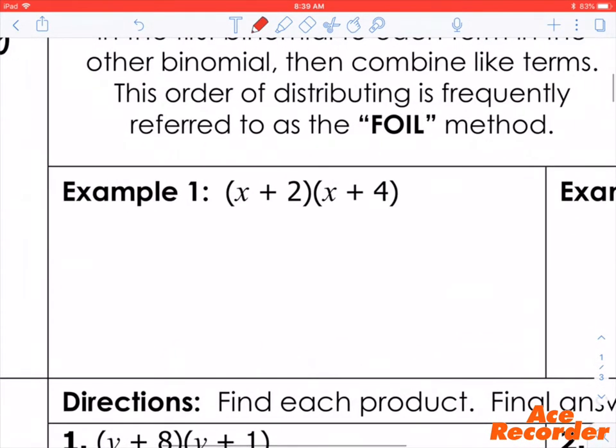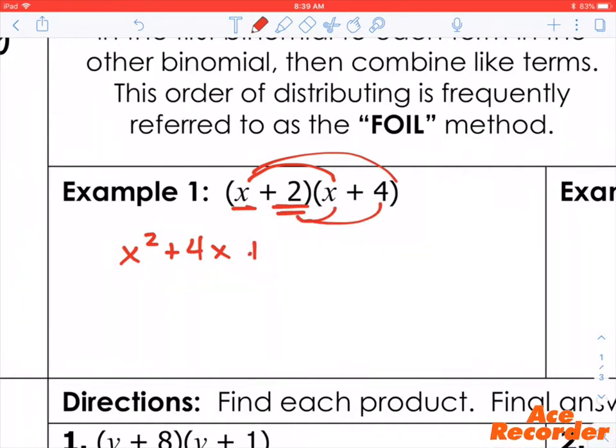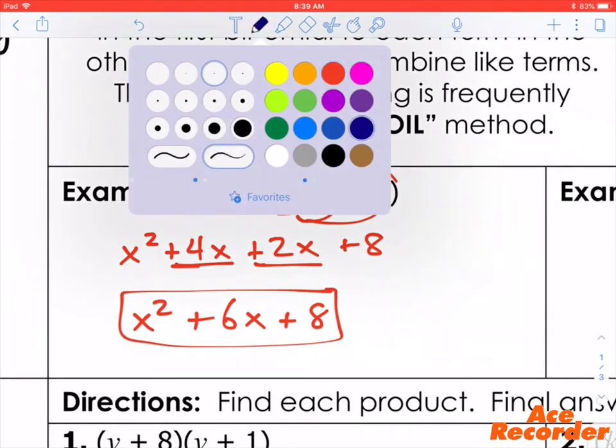We've got this first one, x times both of these. So x times x is x squared, because remember, when you're multiplying, you add the exponents. X times 4 is just 4x. And then we take that 2 and multiply it to both of those. So 2 times x is 2x, 2 times 4 is 8. And I'm done multiplying, but now we've got to combine like terms. So start with the highest exponent. X squared doesn't have any like terms. 4x and 2x makes 6x, and then plus 8. And I'm done. Nothing else to it.